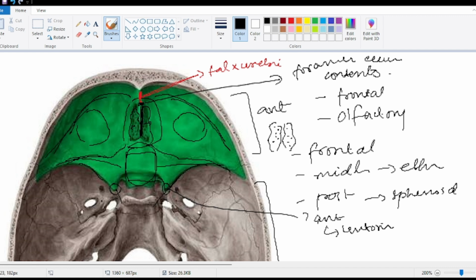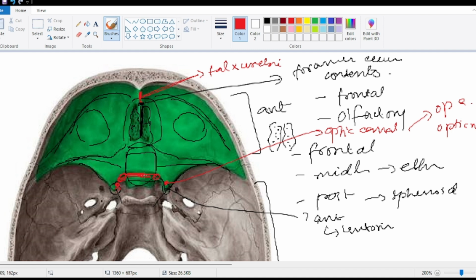Now anterior to this anterior clinoid process, I'm using another color here, is a small canal known as the optic canal, and this optic canal basically transmits the ophthalmic artery and the optic nerve. So these are the contents of the optic canal. You can see, okay, this is the optic canal over here.